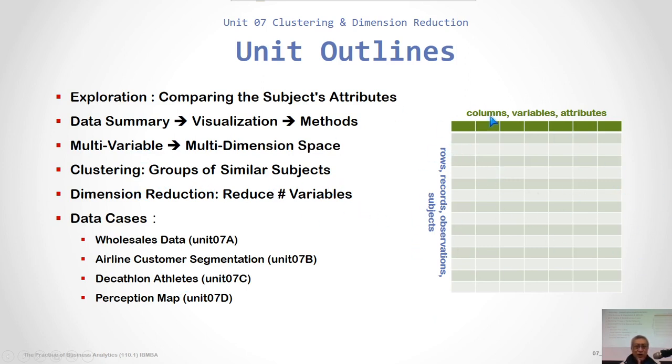Remember that our data always looks like this, right? This is the data frame, right? And I already told you that every row of this data frame represents a subject, right? Represents a unit of analysis, a subject of interest, right? A company, a customer, a product item, a customer group, right? And every column is actually an attribute of that subject, right?